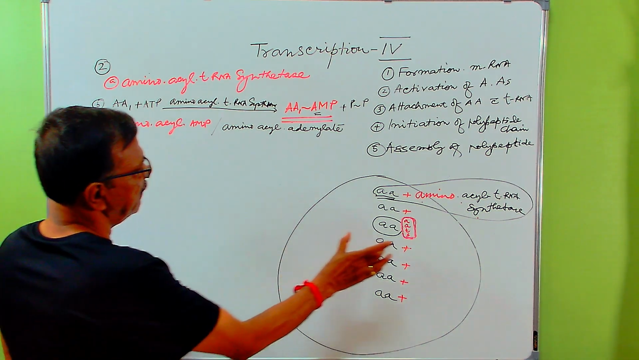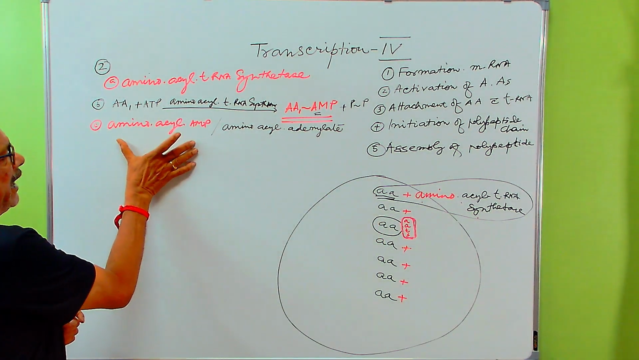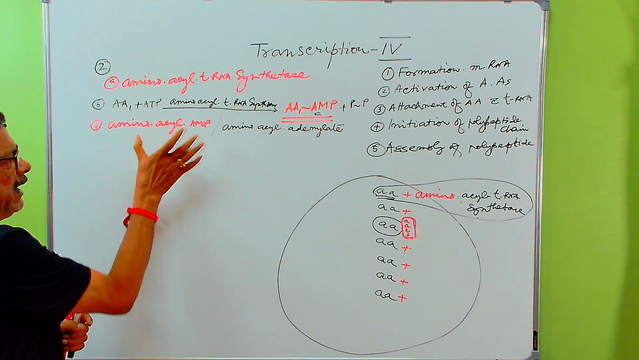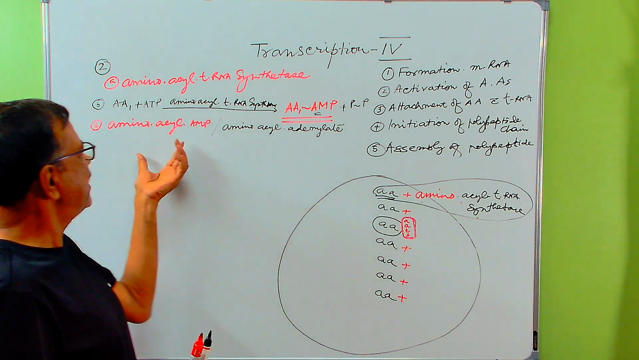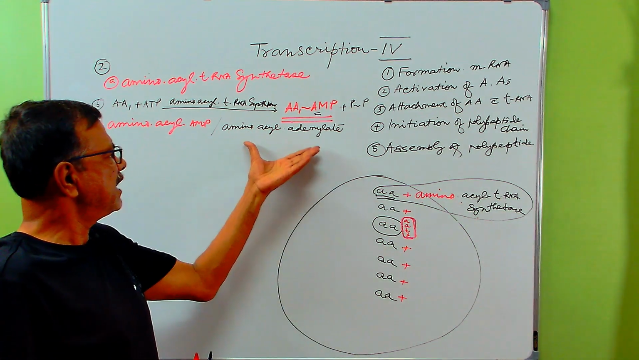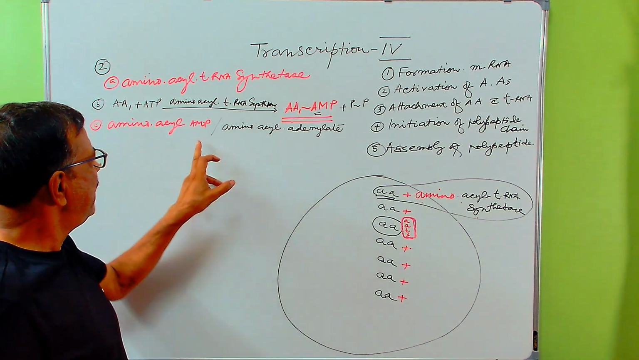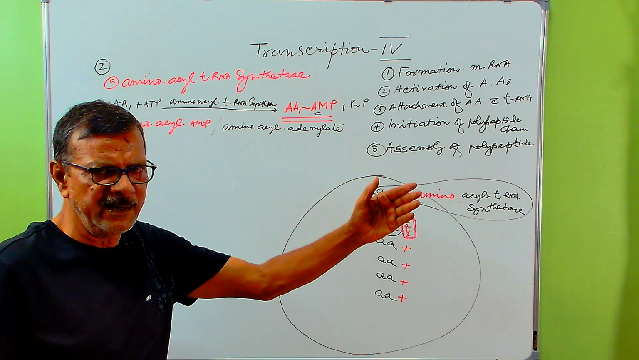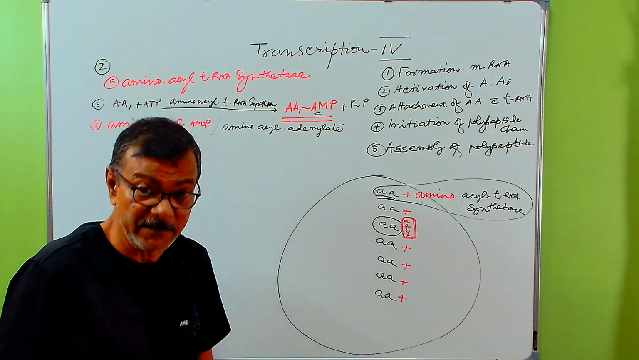And it produces amino acid adenylate, or amino acid adenosine monophosphate, or simply write amino acid AMP, because in some books it is written amino acid AMP, sometimes they write adenylate, this and that, nothing. Simply keep AMP in mind. Don't write adenylate. Since AMP, it got activated.